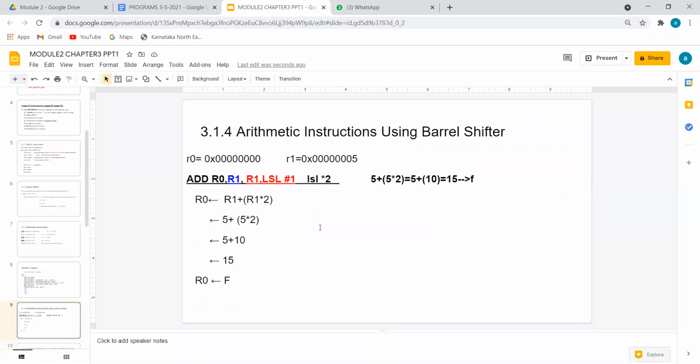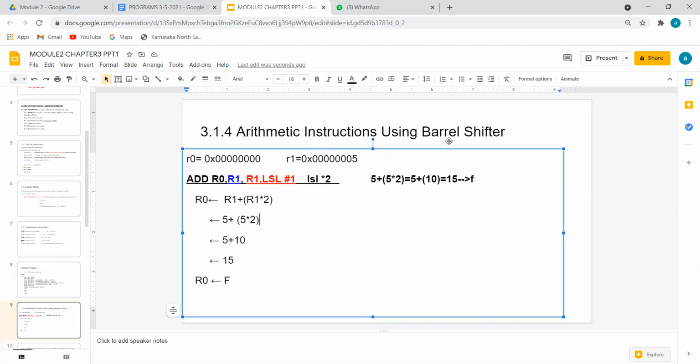Then comes the arithmetic instruction using a barrel shifter. I have explained it also with the help of one of the programs. So what is the instruction here? There is an add instruction. There are two registers. R0 is the destination, R1 is a participant. Also R1 goes under the barrel shift work. So first, R1 is what? 5. R1 should be left shifted by one time. Left shift by one time means multiply it by 2. Hence, take 5, first multiply it by 2. Hence, you will get 10.